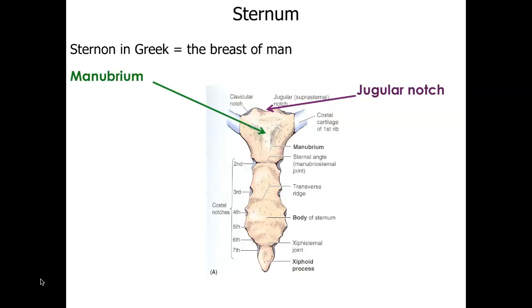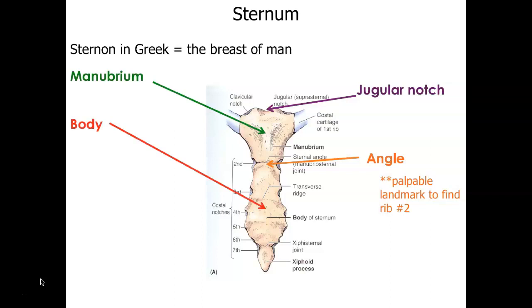The manubrium, manu means hand. So this is kind of like our handle of the sword. If you pass that jugular notch and continue on down, you are now touching the manubrium of the sternum. If you continue on down, you'll feel a little give there. This is the angle of the sternum, and this is the region where we can find our landmark of rib number 2.